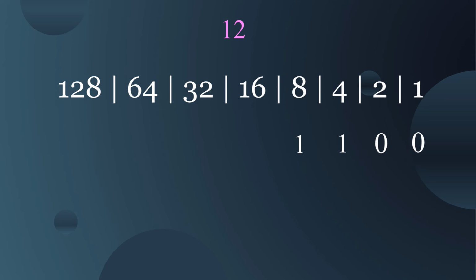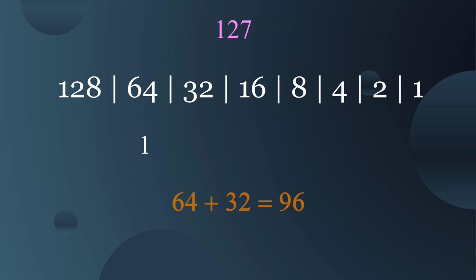Alright, and let's just do one last example. Let's go with 127. Alright, so 127, I can't put a line in the final column because 128 is too much. So I go to the next one, 64. So I put a line in 64. 64 plus 32. Is that enough? No, not enough. Okay, plus 16, still not enough.